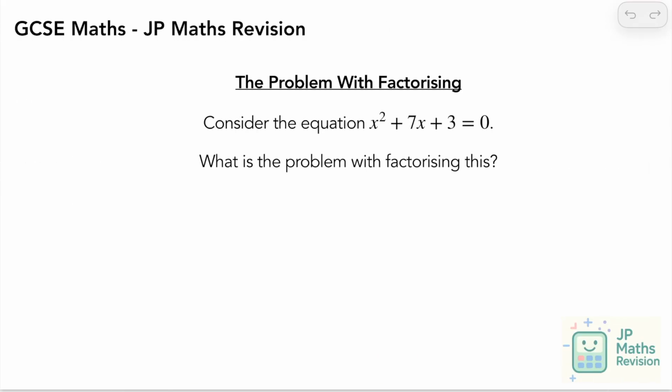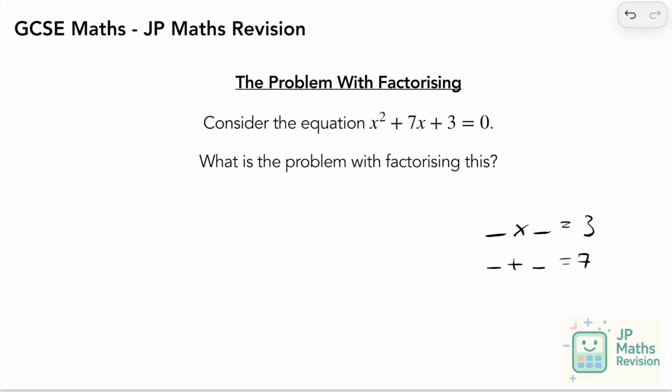If we consider the equation x squared plus 7x plus 3 equals 0, what do you think the problem with factorising this is? Pause the video for a moment and have a think about this. Okay, if we try to factorise this quadratic equation, we would need to think of two numbers that multiply to make 3 and add to make 7. If you correctly identified this, the issue is there actually exist no numbers that multiply to make 3 and add to make 7.